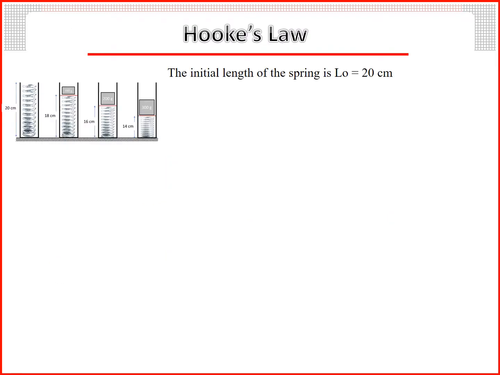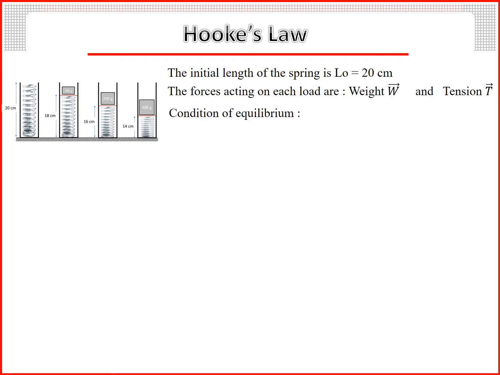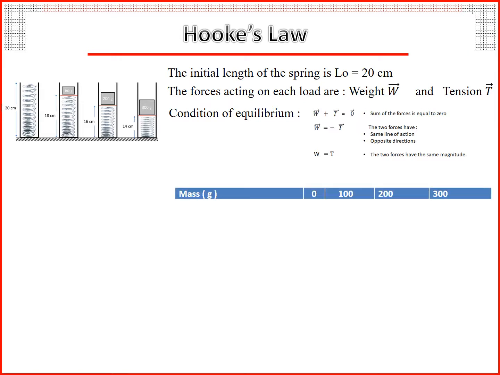Then, the initial length of the spring is L0 equal 20 centimeter. The forces acting on each load are weight and tension. According to condition of equilibrium, W vector plus T vector is equal to 0 vector. W vector equal minus T vector. And W equal T. To complete the table, mass in gram, 0, 100, 200, and 300. Length of the spring L in centimeter, 20, 18, 16, and 14.